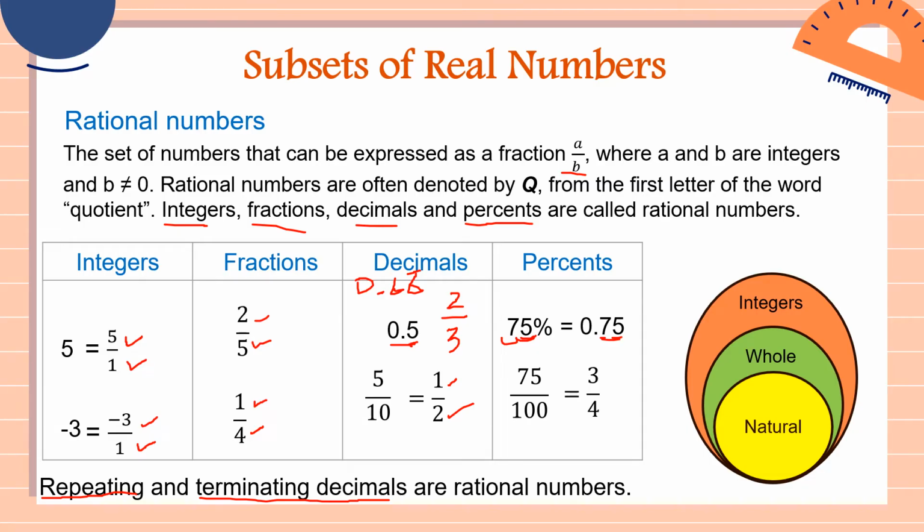So therefore, 75% can be written as a fraction. And a fraction is always a rational number. So therefore, percents are rational numbers. So therefore, we can say that natural numbers, whole numbers, and integers are a subset of rational numbers. Okay, so therefore, the last circle would be rational numbers.